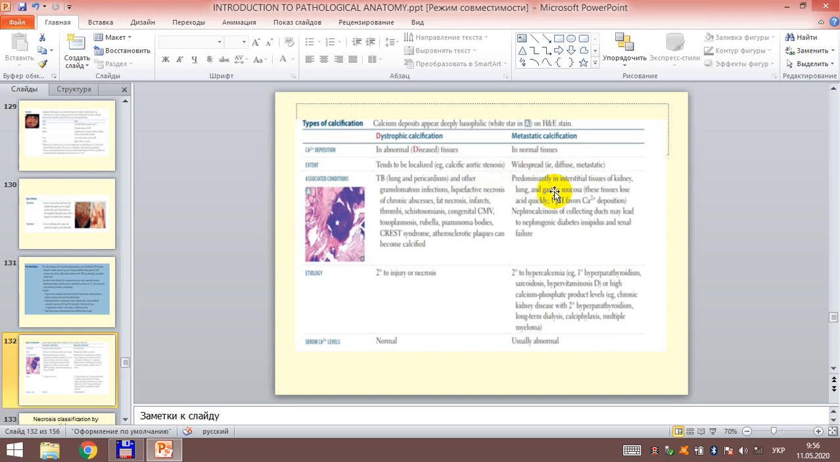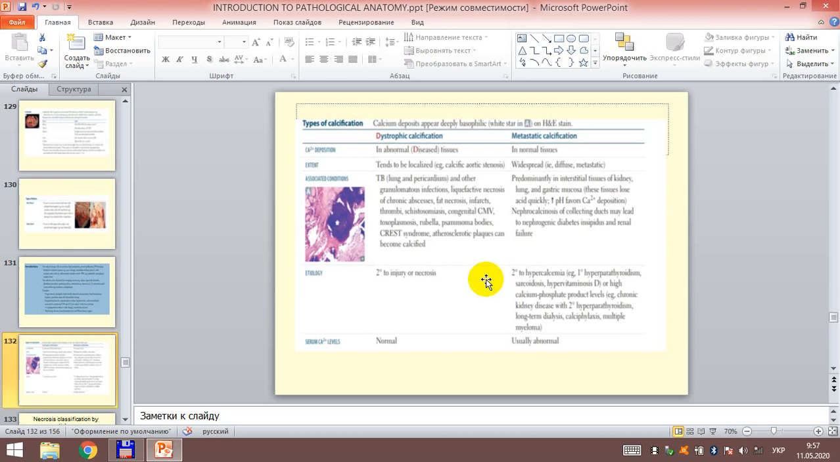Dystrophic calcification is associated with tuberculosis, in the lung and pericardium, and other granulomatous infections, liquefactive necrosis of chronic abscess, fat necrosis, infarction, thrombi, schistosomiasis, congestion, toxoplasmosis, and others. Metastatic calcification develops predominantly in the interstitial tissue of the kidney, lung, and gastric mucosa. This tissue loses acid. Nephrocalcinosis of the collecting ducts may lead to nephrogenic diabetes insipidus and renal failure.